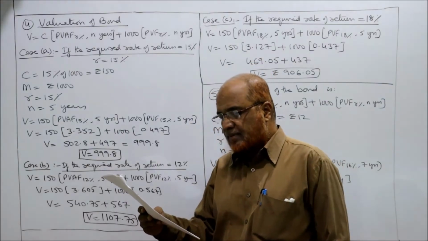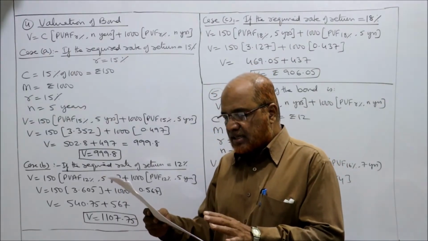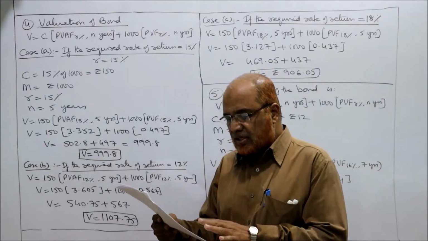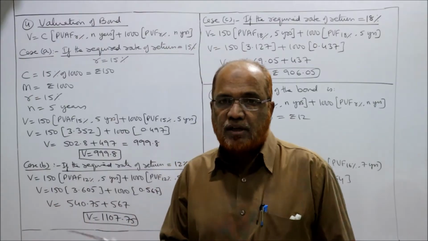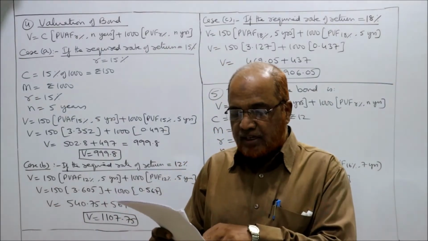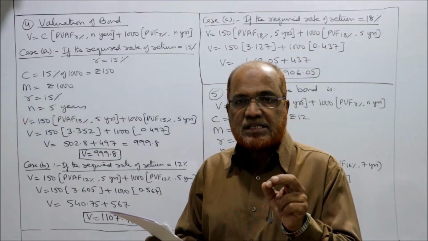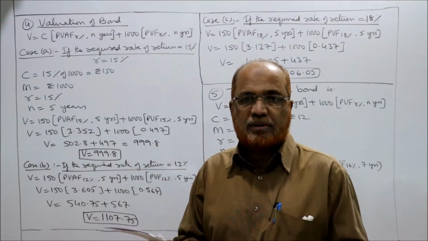Maturity period 5 years. If the expected interest rates are 15%, 12%, 18%. These are the required rate of return. The required rates of return are 15, 12, 18. This problem is just like the previous problem, problem number 3.